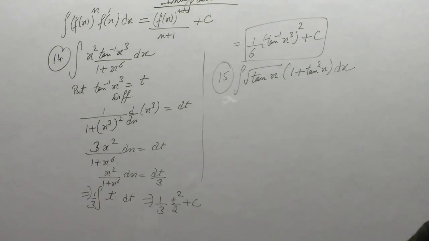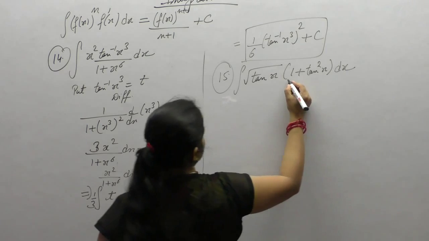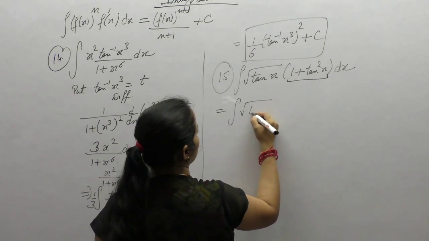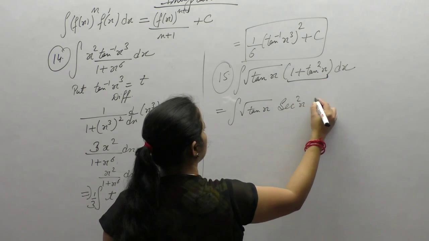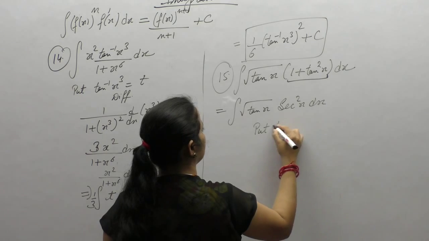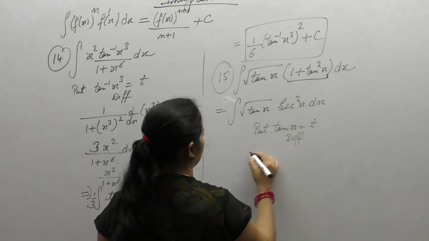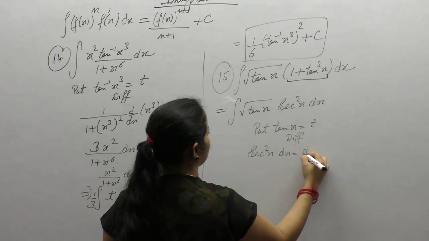Note it down. Now the next question is the integral of square root of tan x into (1 plus tan square x). We will use the identity here: 1 plus tan square x is sec square x. Put tan x as t. The derivative of tan x is sec square x, so sec square x dx is equal to dt.